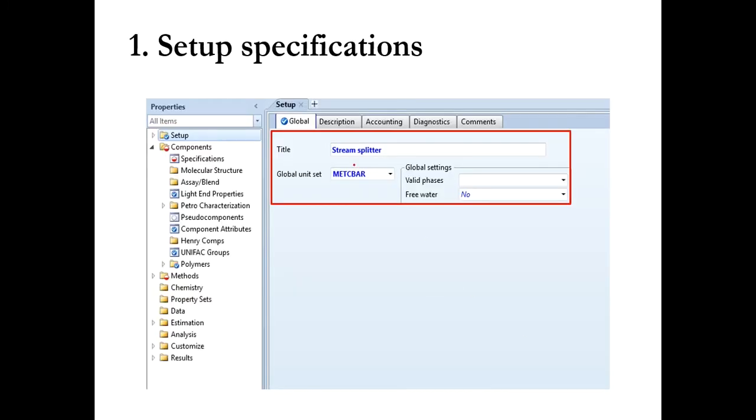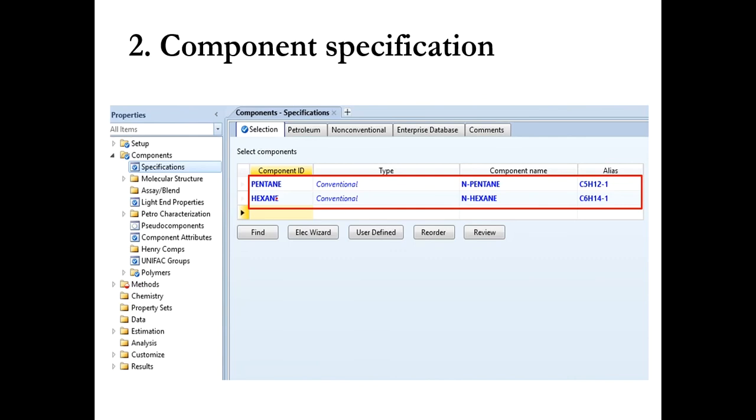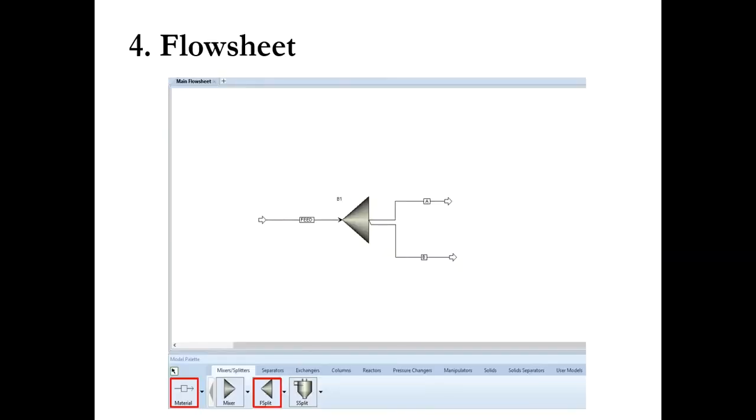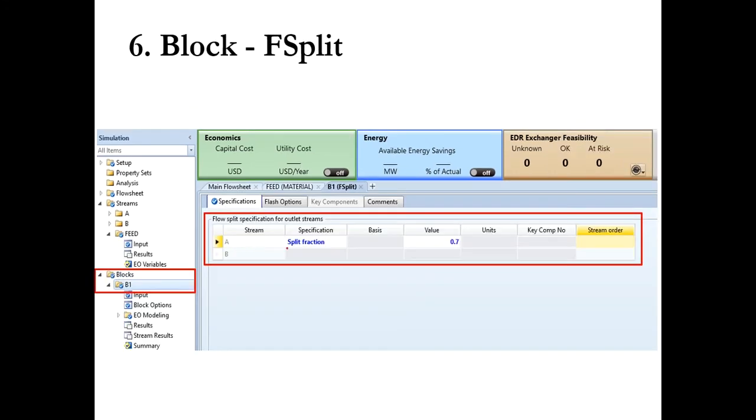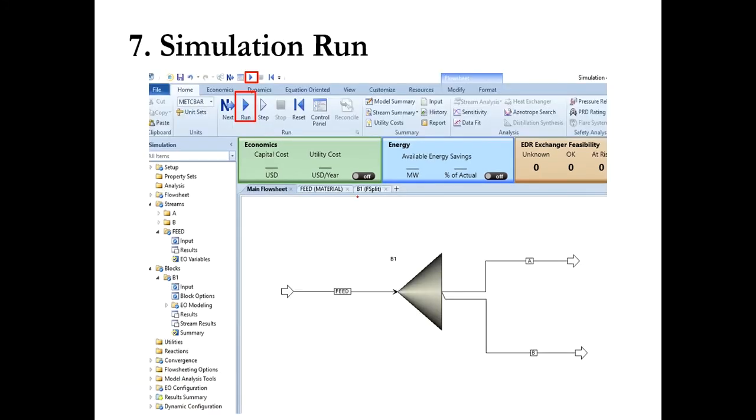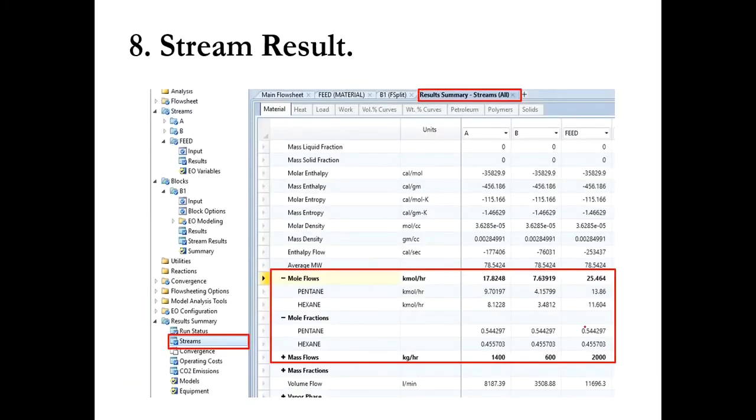So what you do, simply select pentane hexane, the Peng-Robinson property package, go here, give the specifications of the feed, give one split fraction as 0.7. You can either give 0.3, the other one will be 0.7. And once you run it, you see the stream results over here. The total stream was 2000 kg per hour, 30% means 600 kg per hour for one stream, and 70% means 1400 kg per hour for the other stream.